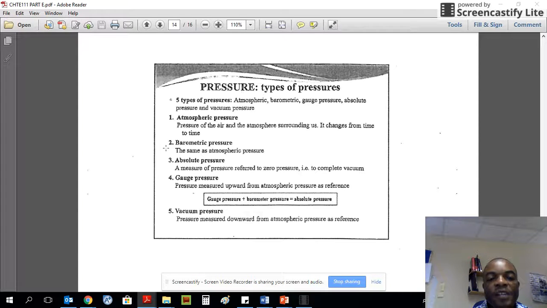is the pressure that you measure upward from atmospheric pressure. So when you use as a reference, as starting point for your measurement, the atmospheric pressure, then you measure what we call gauge pressure. Now you can convert from gauge pressure to absolute pressure using that equation. And vacuum pressure is the pressure measured downward from atmospheric pressure.